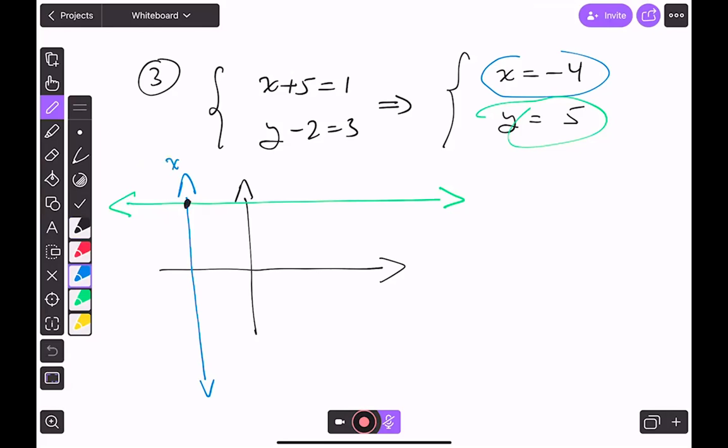Now let me write this over here for you. This is the line x equals minus 4. And this is the line y equals 5. Where they intersect? At a point. And what is that point? The point's pretty simple. It's going to be where x is minus 4 and y is 5. Again, I said solve by graphing, we've done that, and we've got our point of intersection, which is minus 4, 5. Let's go to number 4.